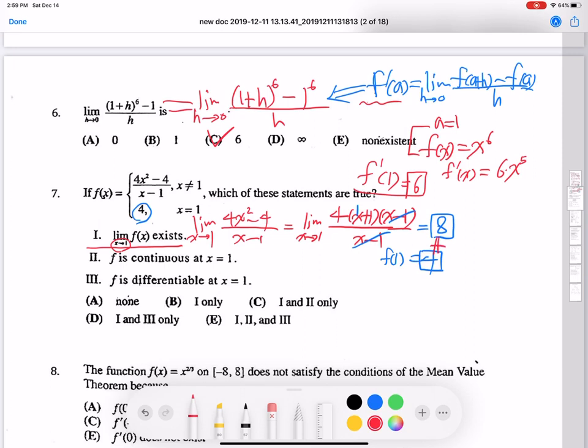For a function to be continuous at a point, the limit value at that point should be equal to the function value at that point. So 8 is not equal to 4. That means it is not continuous. So 2 is wrong. A function that is not continuous cannot be differentiable, right? So automatically number 3 is wrong. Only 1 is true. So B is the answer.